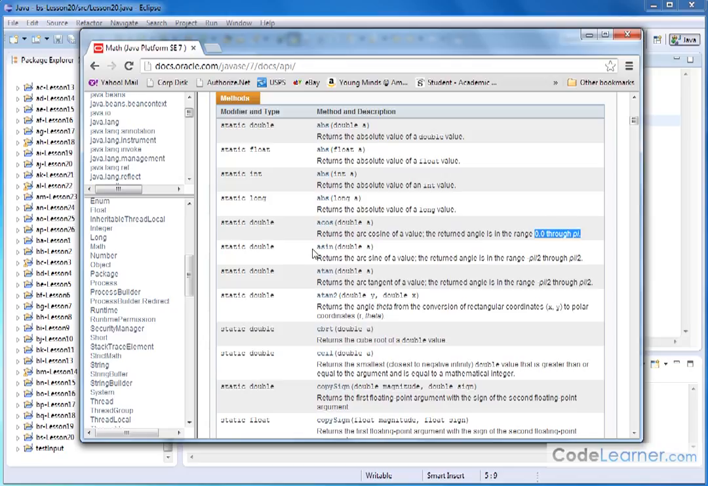Now for the inverse sine, we have something called asin, which is the arc sine. We give it an answer in terms of a double value there, and the angle that we get back is going to be between -pi/2 and pi/2. So again, all of the answers coming back are in terms of radians. They're all in terms of radian measure.